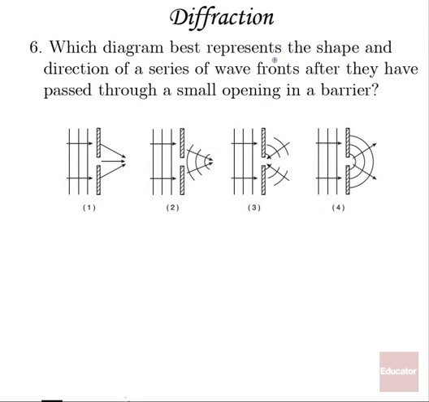All right, last one. Which diagram best represents the shape and direction of a series of wave fronts after they have passed through a small opening in a barrier? Well, we basically just did this one. That must be answer 4.